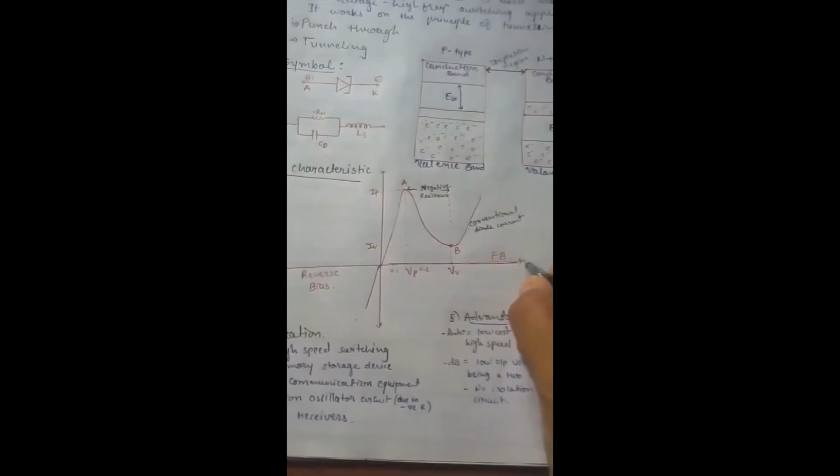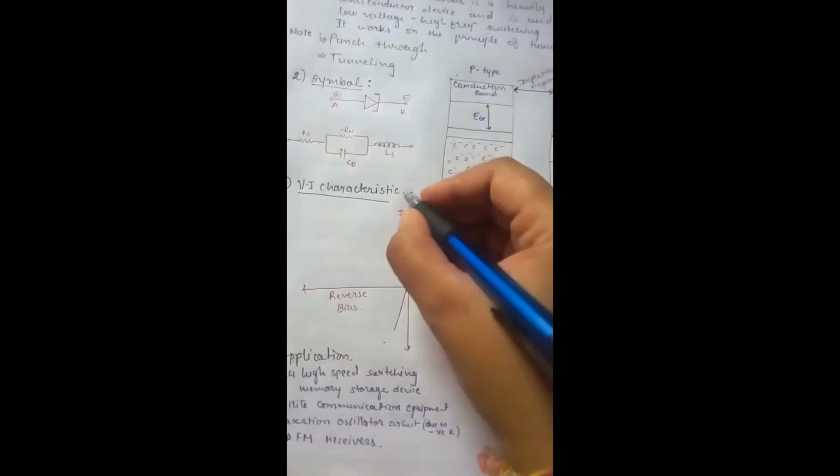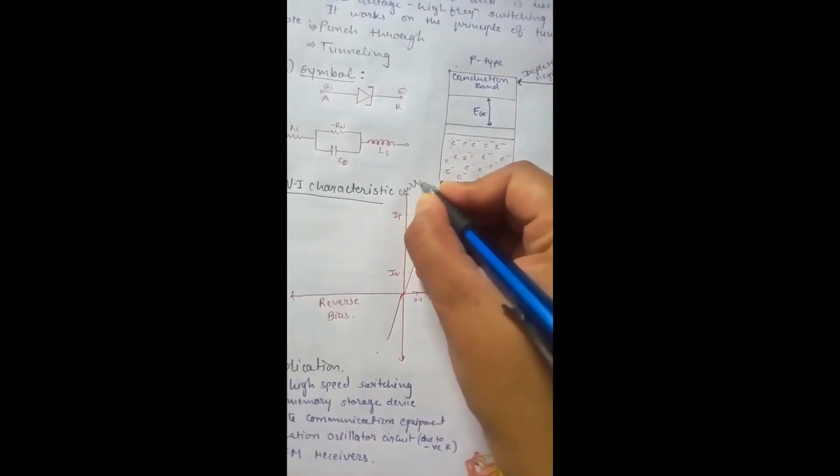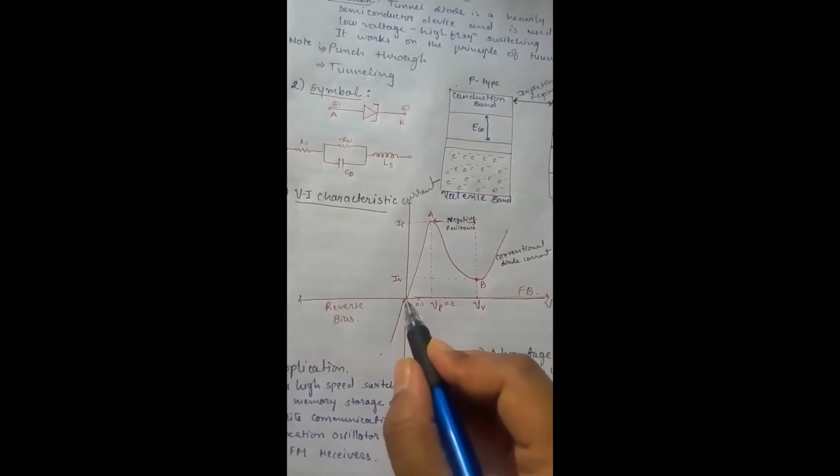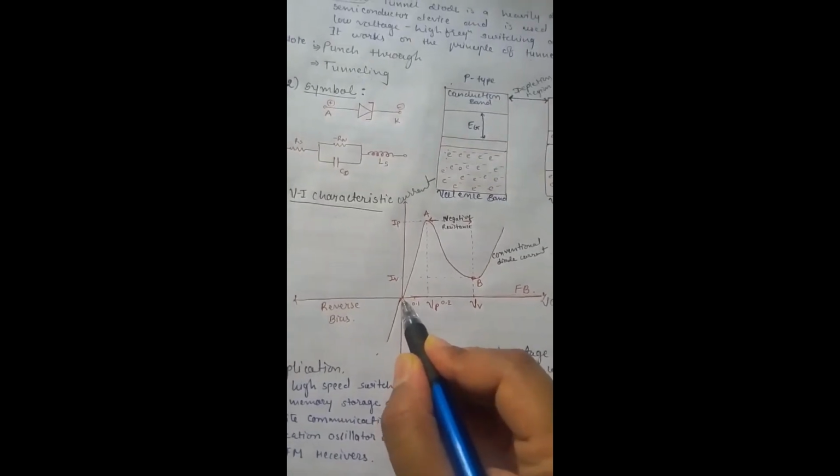See, this is the voltage, and this is the current part. At the time when you are applying a voltage from 0.